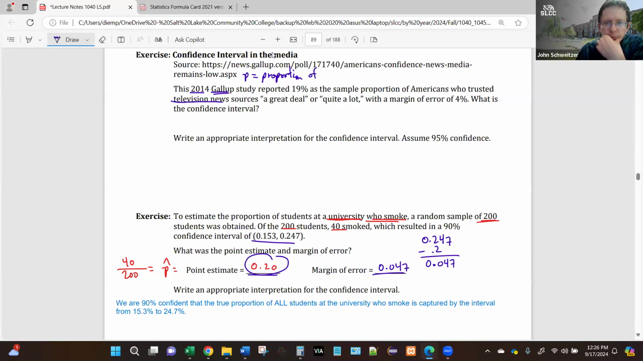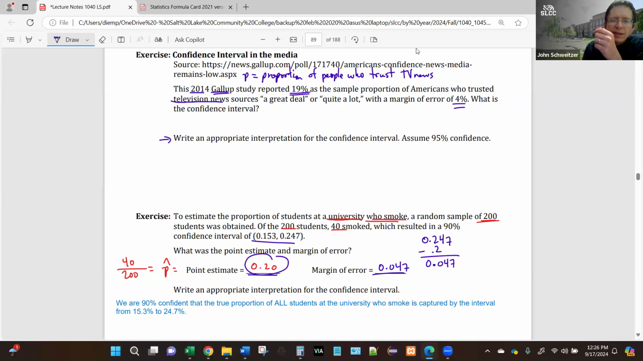So p is the proportion of American people who trust a great deal or quite a lot of TV news. But we don't know what that proportion is, because you can't talk to everybody in the country, right? So what we do is take a sample, and they said that the sample proportion is 19%. They tell us what the margin of error is. I want you to tell me what the confidence interval is, and then write an appropriate interpretation.